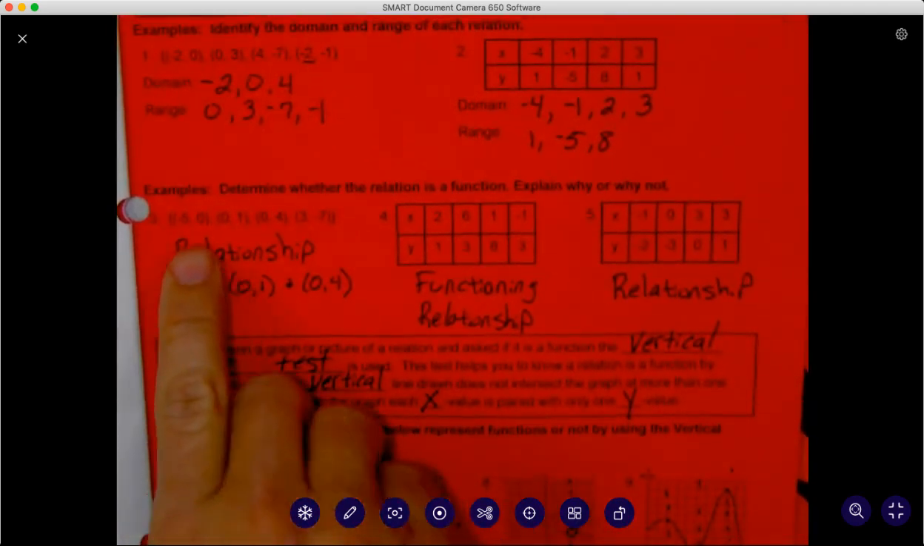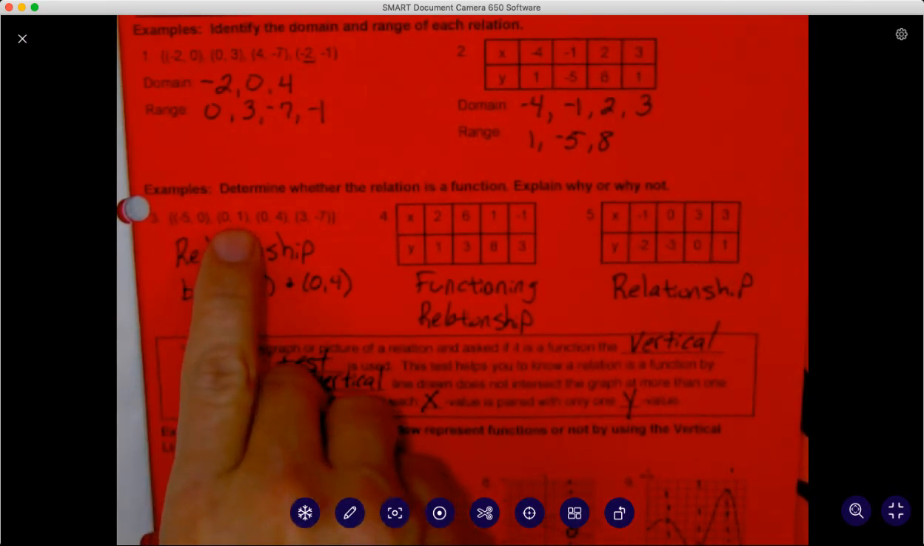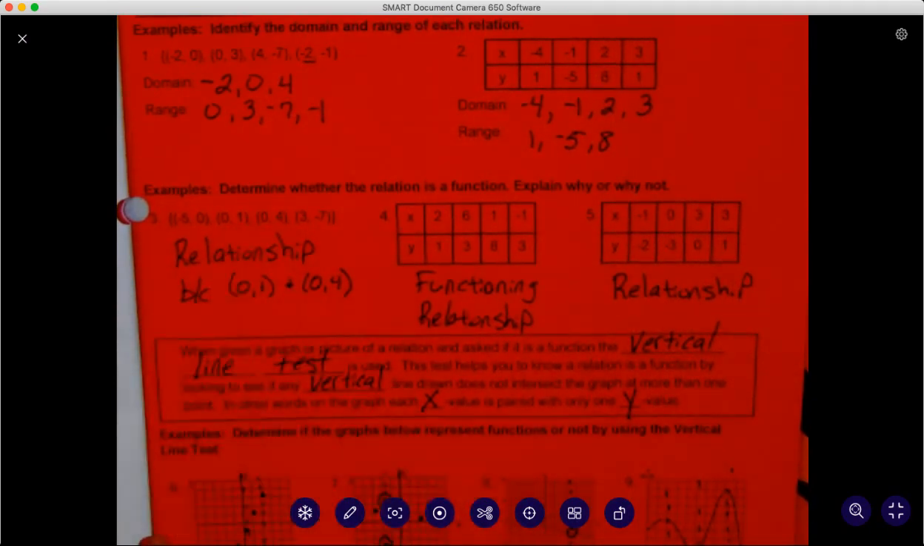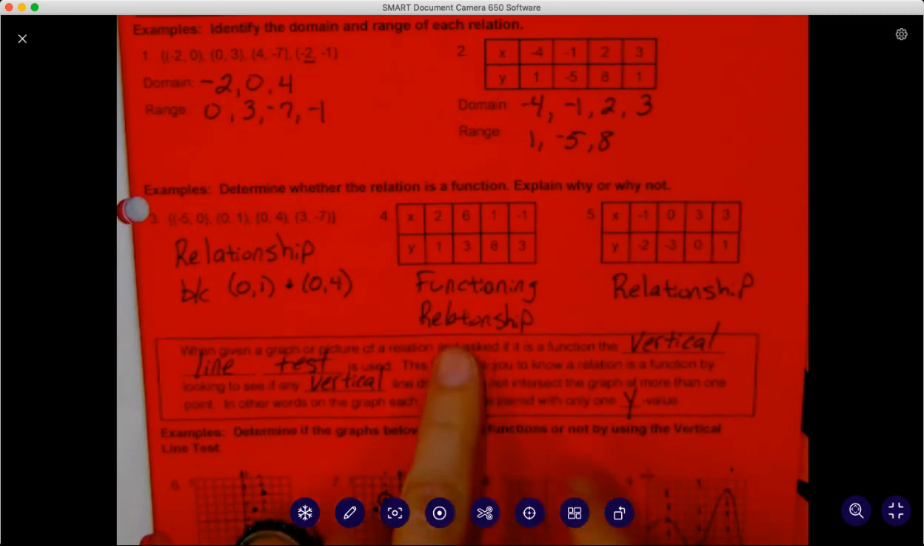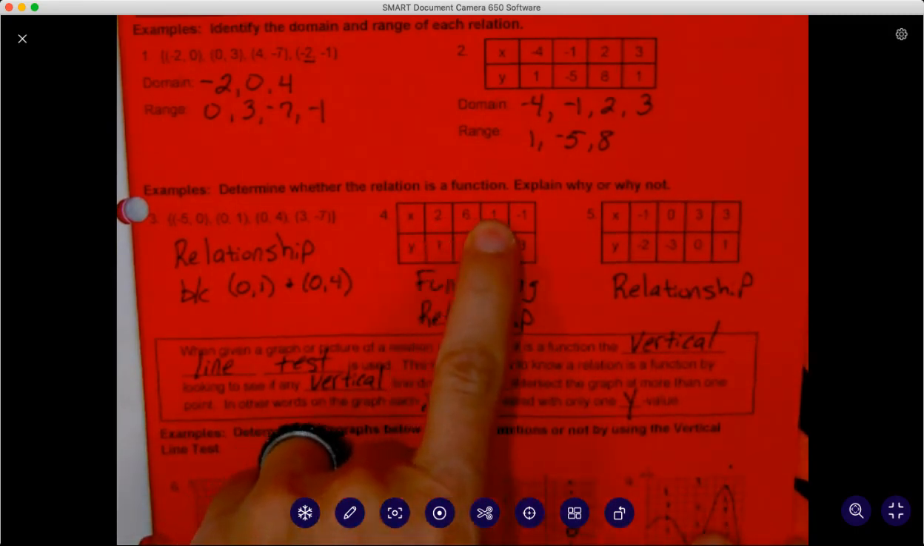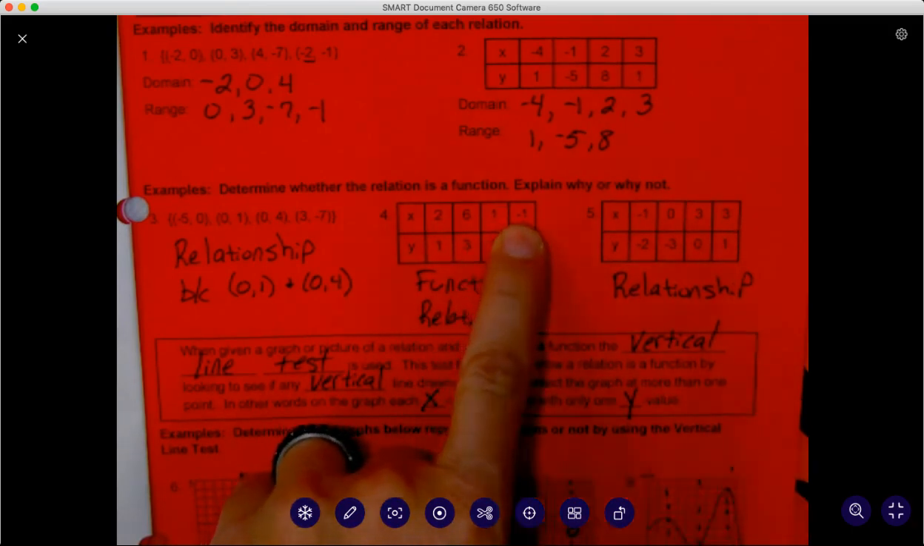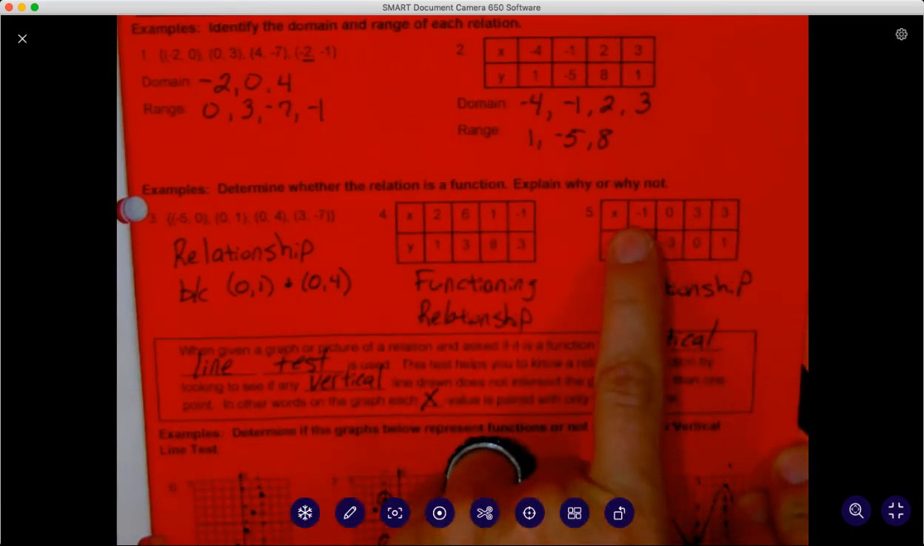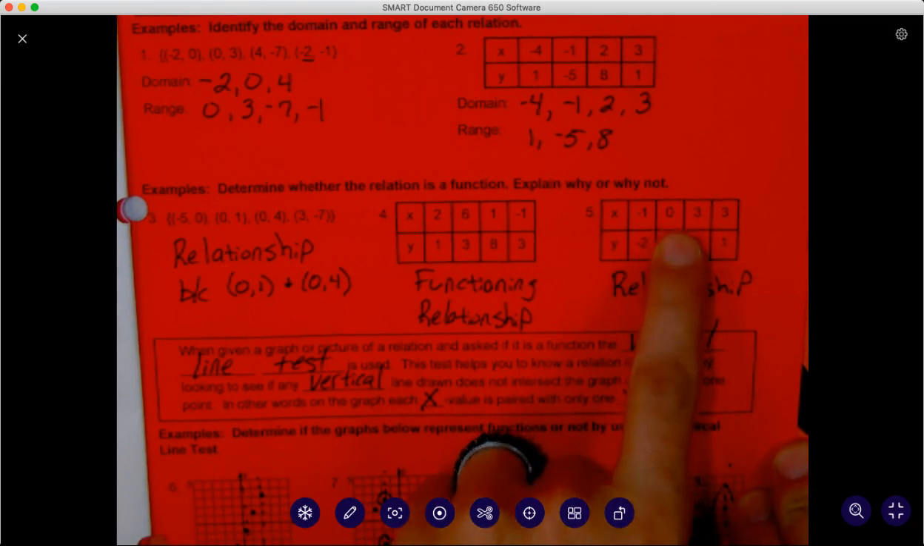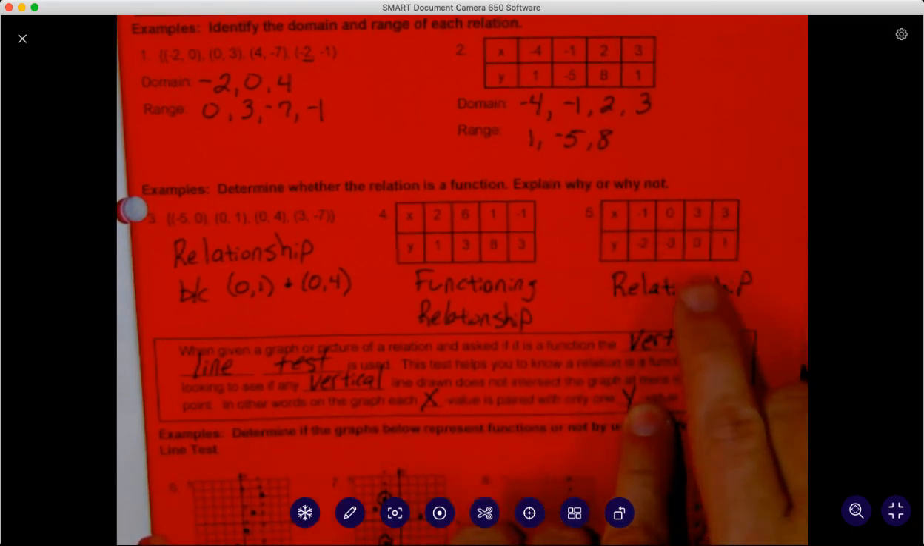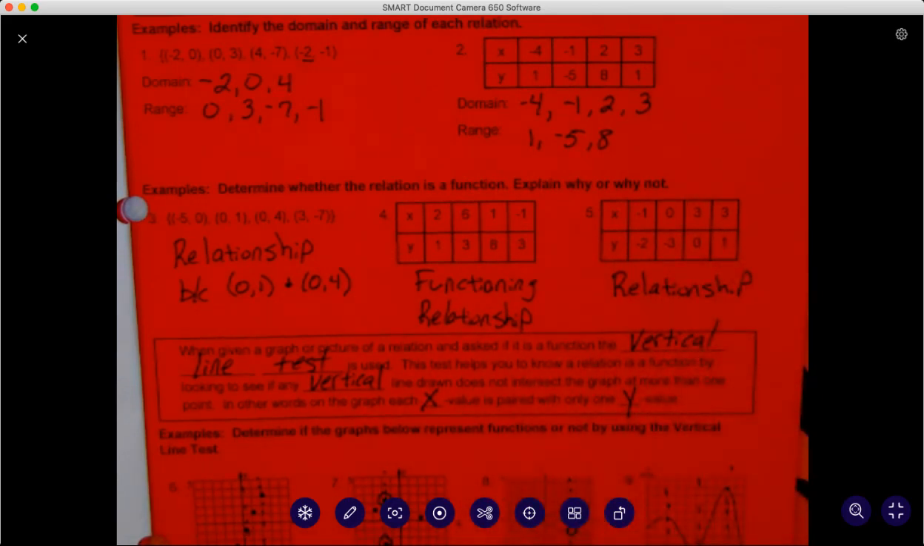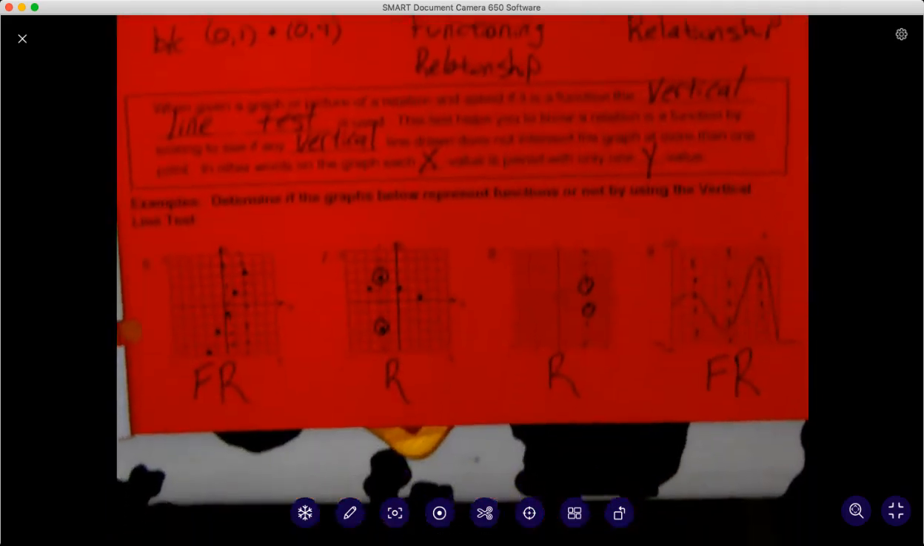Number 3, we said was a relationship because 0 liked 1 and 0 liked 4. So that guy likes 2 girls. The set is not ready for a functioning relationship. Number 4 is a functional relationship because none of the guys like more than one girl. 1 and -1 are different names. Now 5, we said was just a relationship because 3 liked 0 and 1. So this set of guys is not ready for a functioning relationship. And then the tests.